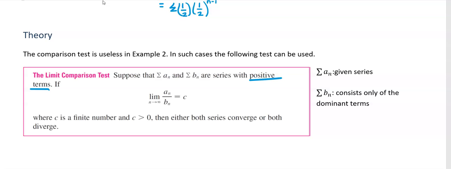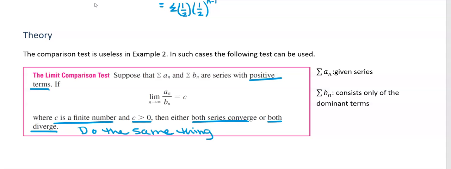If the limit as n approaches infinity of A sub n over B sub n converges to a number C, and that C is a finite number, and that C is also greater than 0, then we know that either both of the series A sub n and B sub n converge, or both of the series A sub n and B sub n diverge. Basically, they're going to do the same thing or have the same behavior.